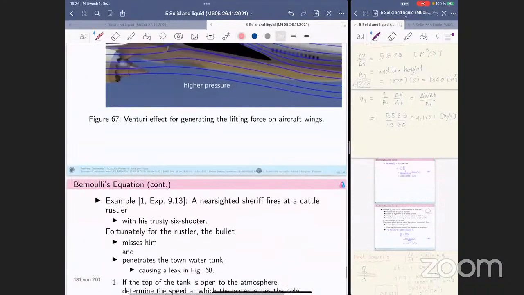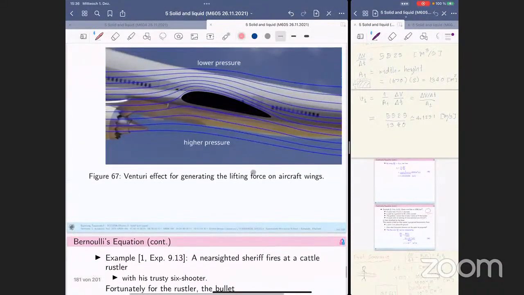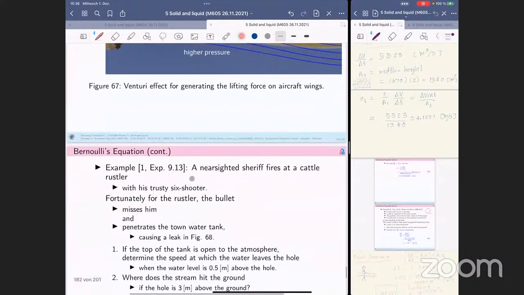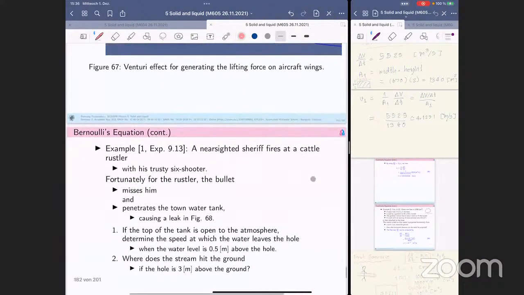Now we arrive at the first example of Bernoulli's equation, SMS M604. Okay, we cannot complete the first example about Bernoulli's equation at all, but anyway, just go ahead with that.